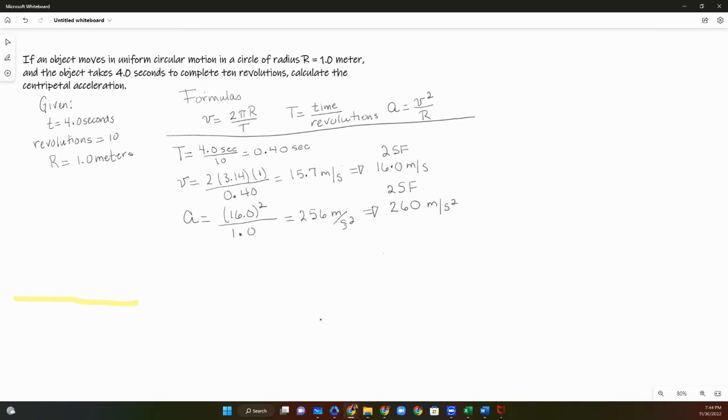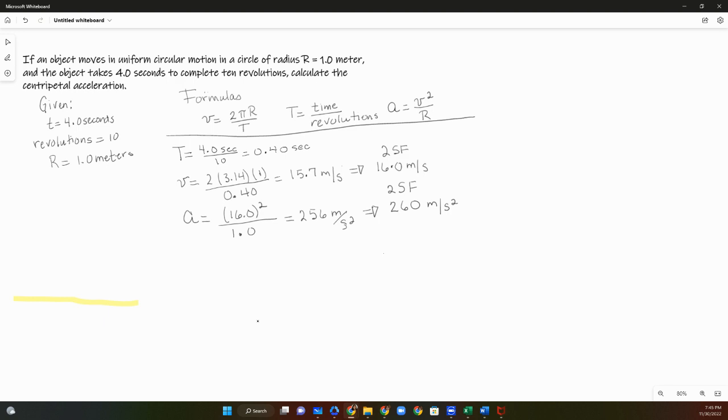Let me go ahead and explain to you this problem. The problem is asking you to figure out the centripetal acceleration, and they're giving you the following information. The time is 4 seconds, revolutions 10, and they're giving you the r, which is equal to 1 meter.